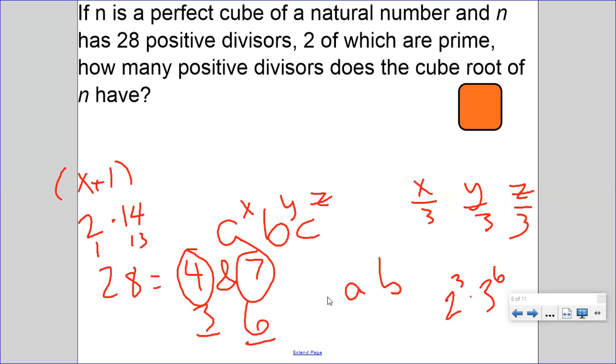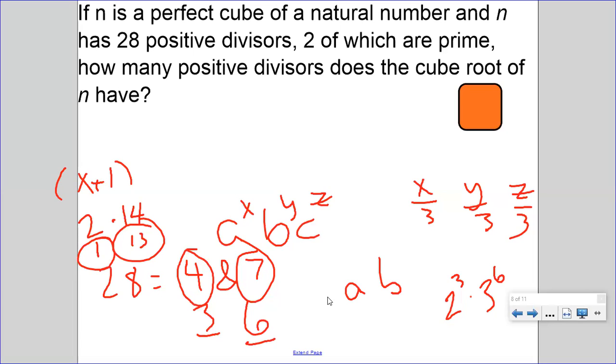They're not divisible by 3. Yeah, these numbers have to be divisible by 3. And so 1 and 13 don't work. 3 and 6 are okay, 1 and 13 are not. Okay, so we're down to 3 and 6.